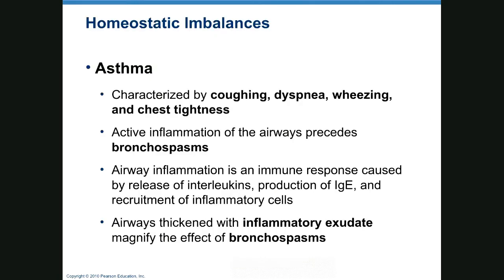Now, asthma: coughing, dyspnea, wheezing, chest tightness. Now, your textbook says active inflammation precedes bronchospasms. Some textbooks say bronchospasms cause inflammation. Either way, you're going to get both. And in this inflammatory response, you're going to get an inflammatory exudate as well as bronchospasms.